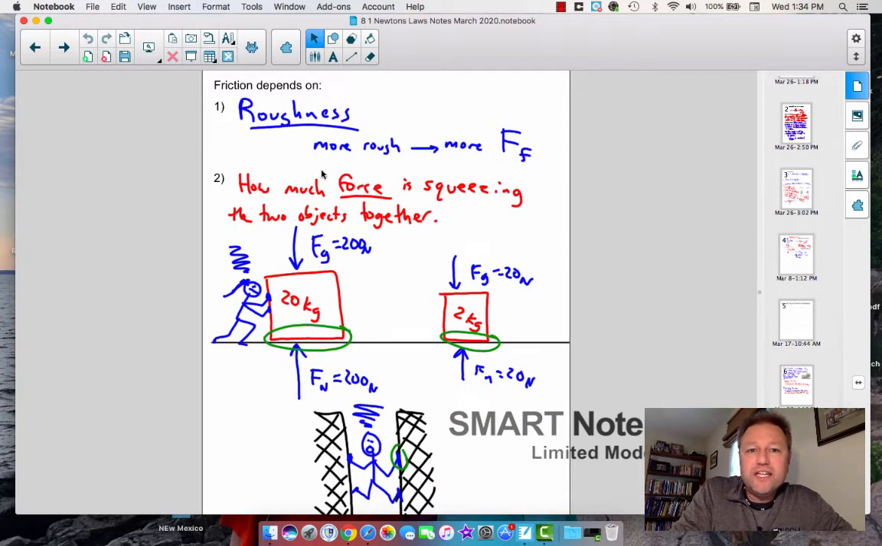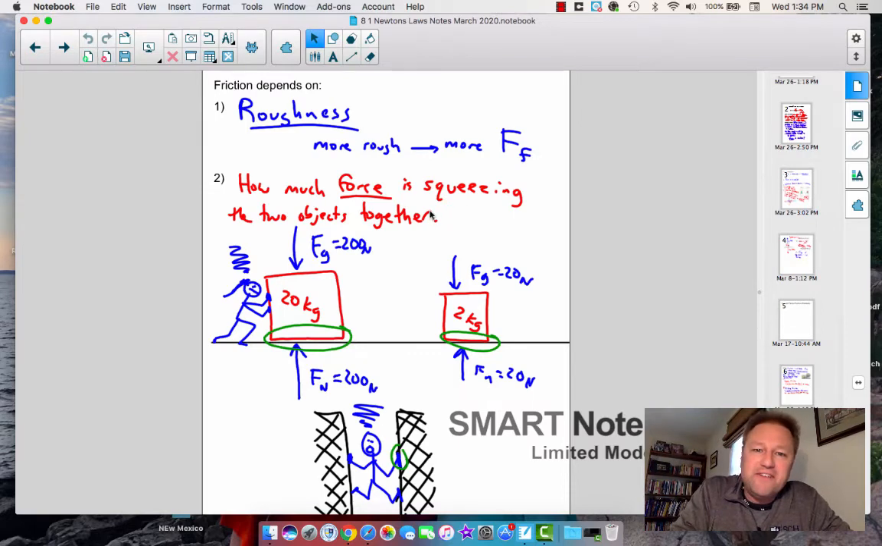Friction depends on two things. First is that roughness factor. How gritty and rough are the two materials that are sliding past each other? Sandpaper is more rough than smooth paper. So sandpaper would create more roughness, more friction if something's rubbing against it.